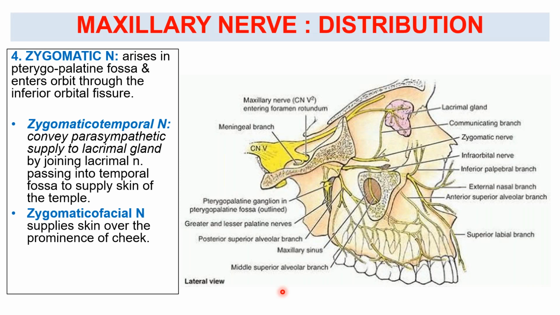The zygomatic nerve is also a branch coming from the pterygopalatine fossa. It divides into zygomaticotemporal and zygomaticofacial. The zygomaticotemporal is important because it will convey the parasympathetic supply to the lacrimal gland also, and will supply the temporal fossa and the skin of the temple region, whereas the zygomaticofacial supplies the skin over the cheek region.